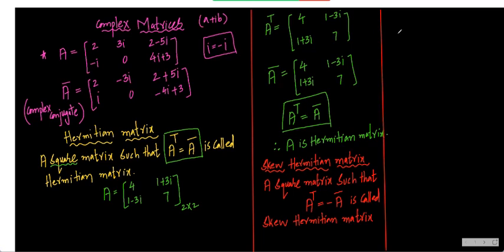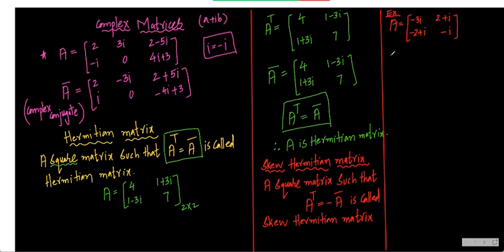See the example. Let us assume, suppose that A is equal to minus 3i, 2 plus i, minus 2 plus i, minus i. Suppose this is A.